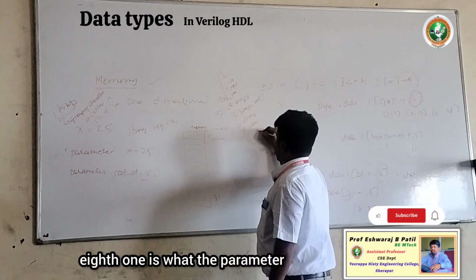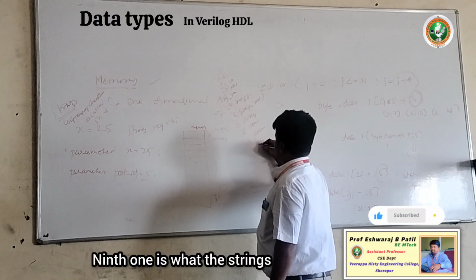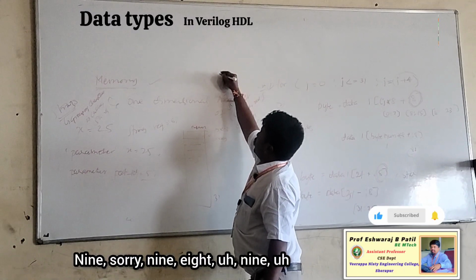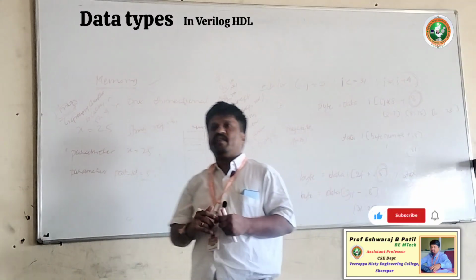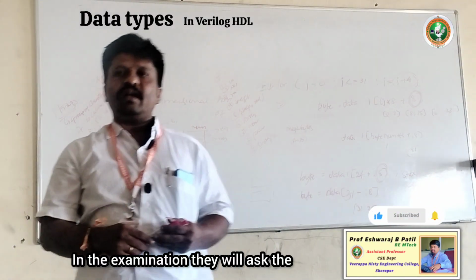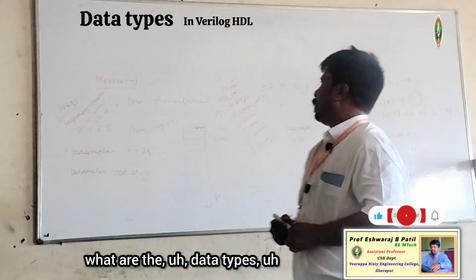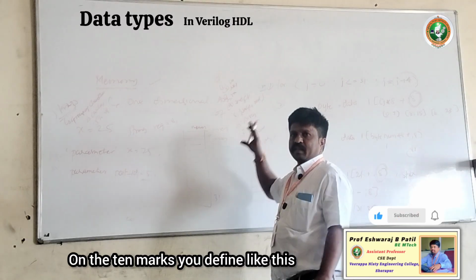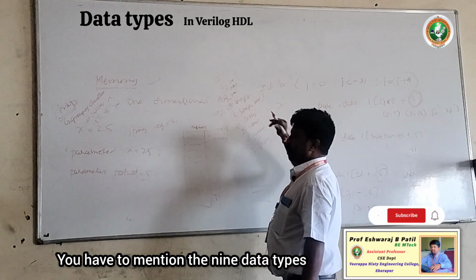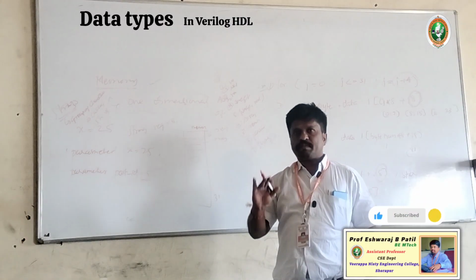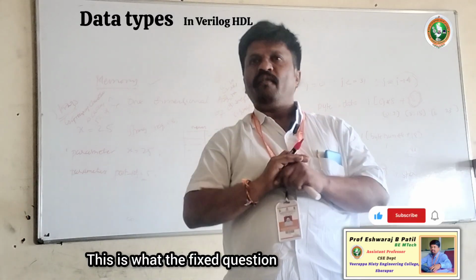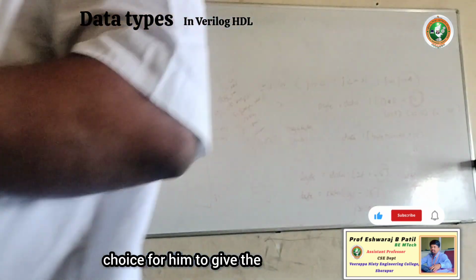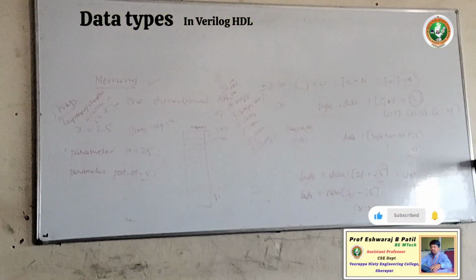Eighth one is the parameter, ninth one is the strings. There are 9 data types. Like this we have to define. In the examination they will ask what are the data types, explain any 5, for 10 marks. You define like this: we have to mention the 9 data types, write them down, and take any 5 and give explanation for the 10 marks. This is a fixed question, 100% fixed. There is no chance for him to ask other than these questions.